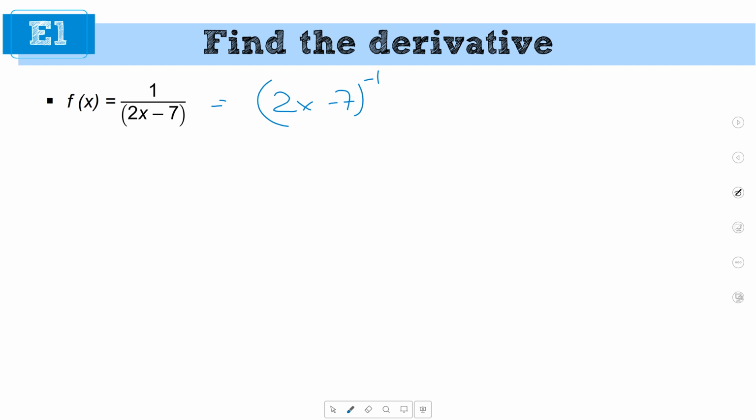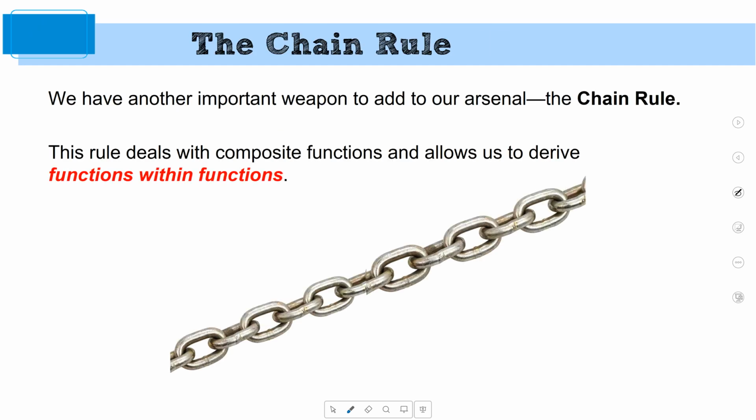We've never been able to do that before because that gives me a function within a function. So I have some function that's raised to the negative 1 power, but inside of that function, I have another function. What you're going to have to be able to do is recognize how many functions we're dealing with. That will help you in the process of solving the chain rule problems. So like I said, chain rule: functions within functions, that's a chain.